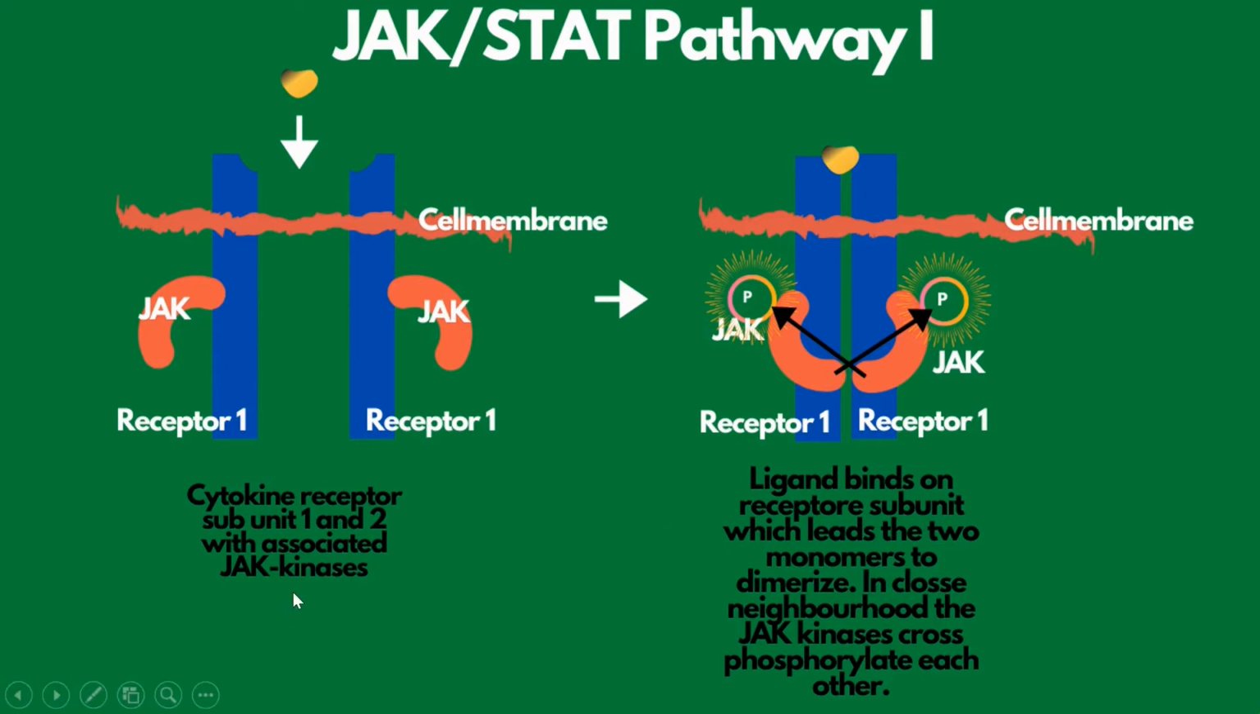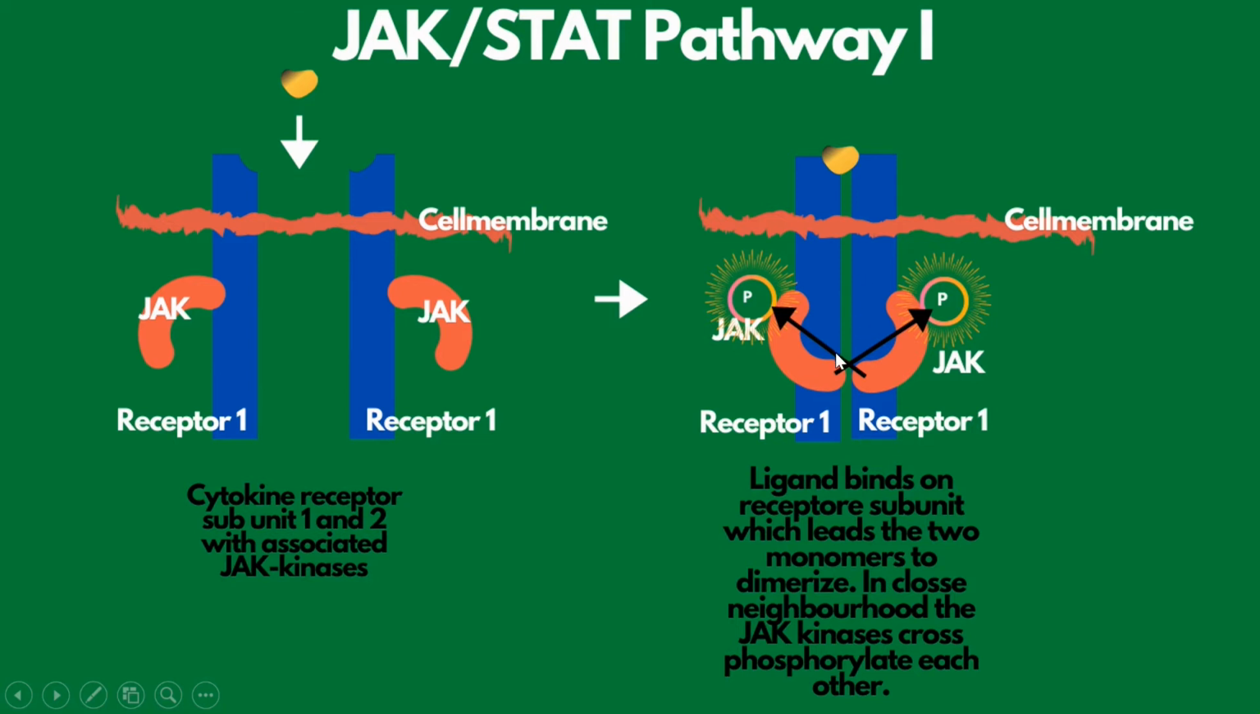We have this receptor subunit 1 and 2. Oh, sorry, there's a mistake. There should be 2. And each of these receptors has a domain which is associated with JAK kinases here. And if a ligand binds on the receptor subunit, this leads to the dimerization of those monomers, which come in close contact here.